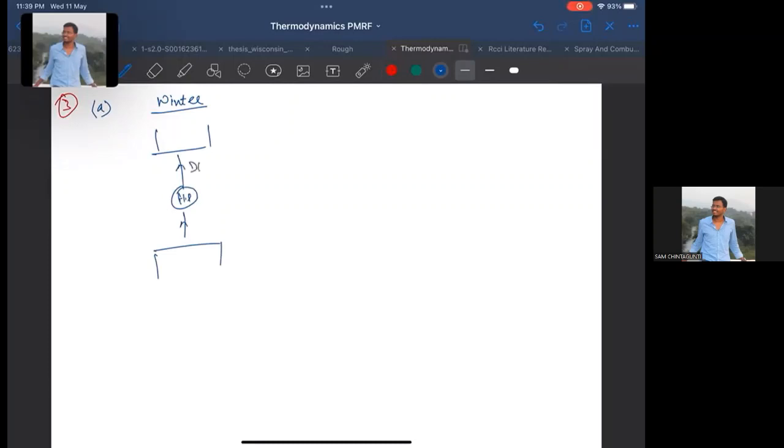So this is your desired effect. What is your lower temperature in winter? It is outside, which is equal to 5 degrees. So 5 plus 273, 278 Kelvin. Okay, and then your interior is your higher temperature. 20 plus 273 is 293 Kelvin.